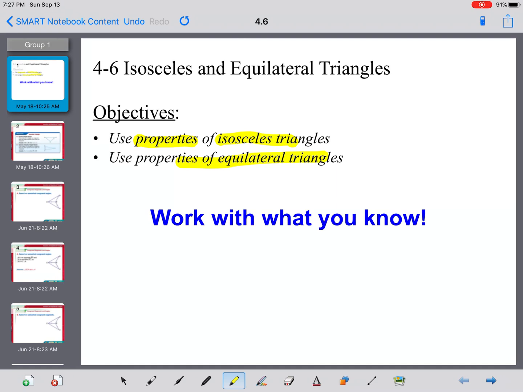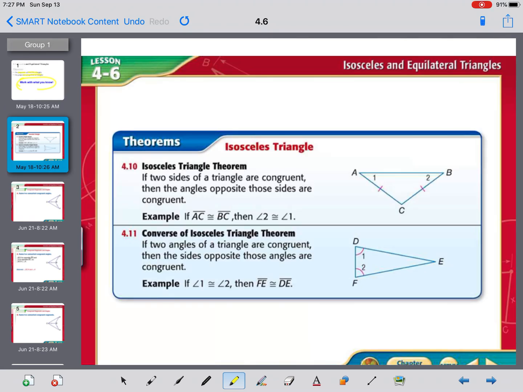So we're looking at 4.6, isosceles and equilateral triangles. We're going to talk about properties of isosceles triangles and properties of equilateral triangles. This is not going to be bad at all if you work with what you know. That's the best advice I can give you, is to work with what you know.